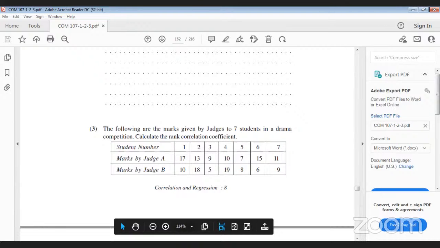Then the next highest is 7. So these are the ranks for rank A: 1, 3, 6, 5, 7, 2, and 4.